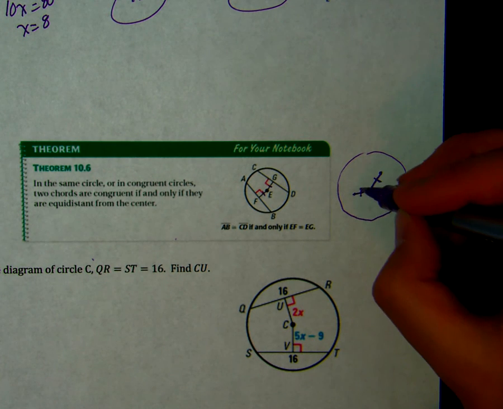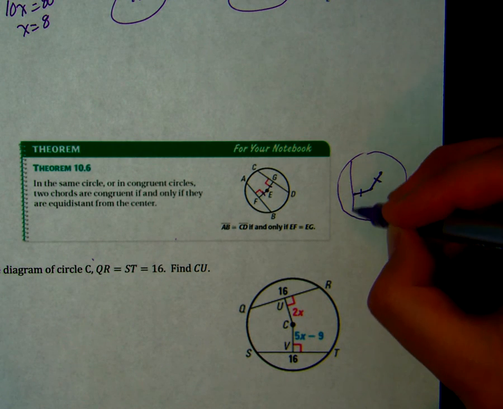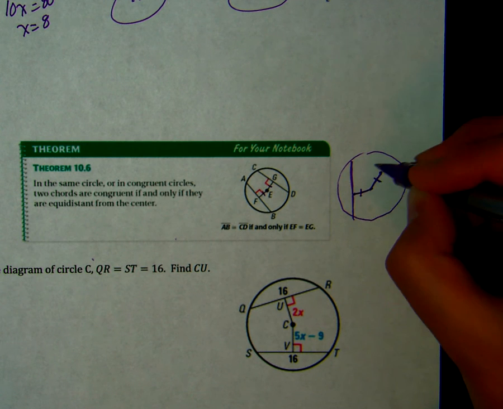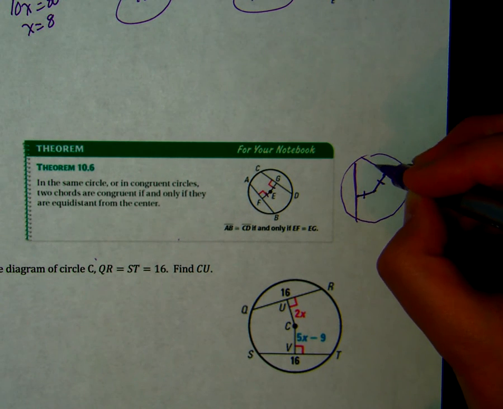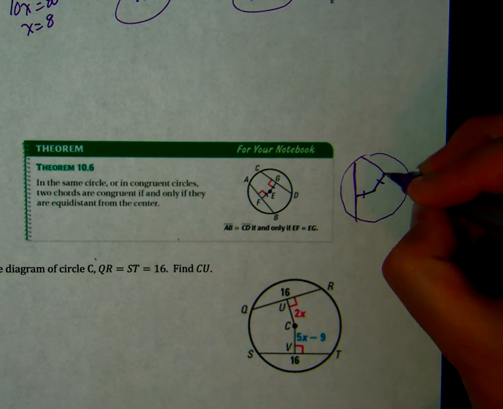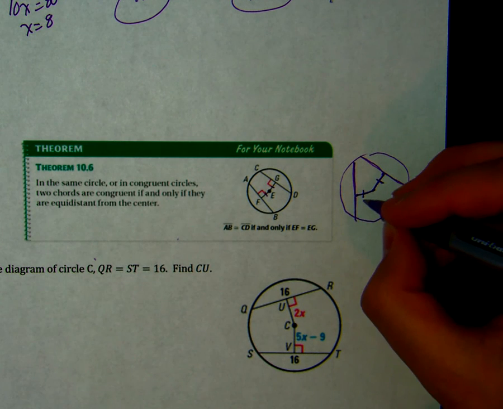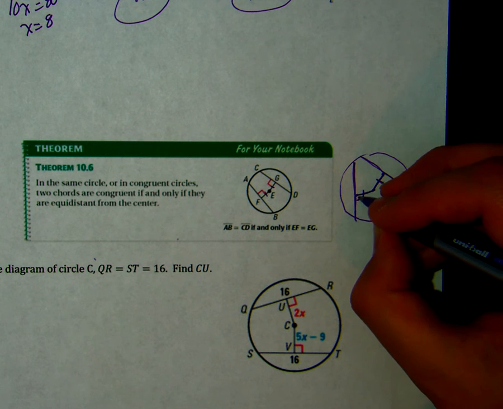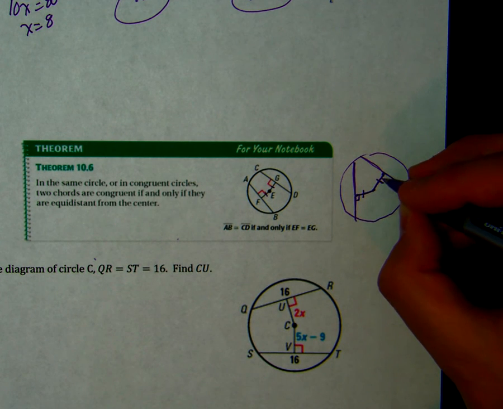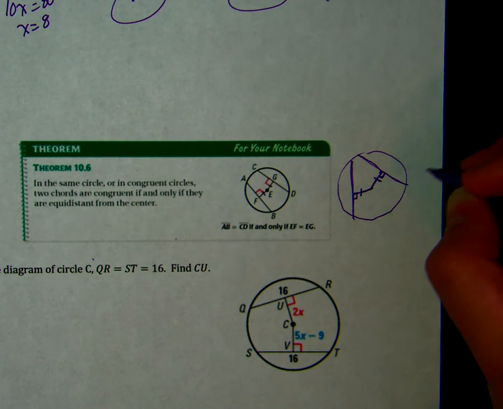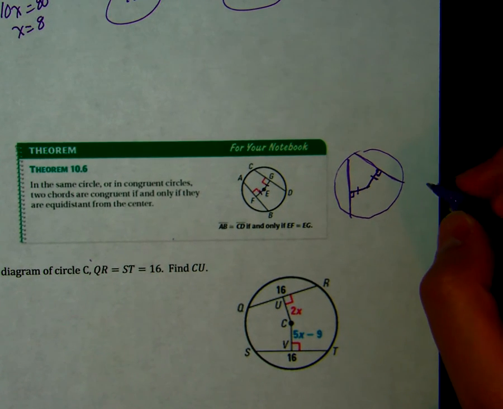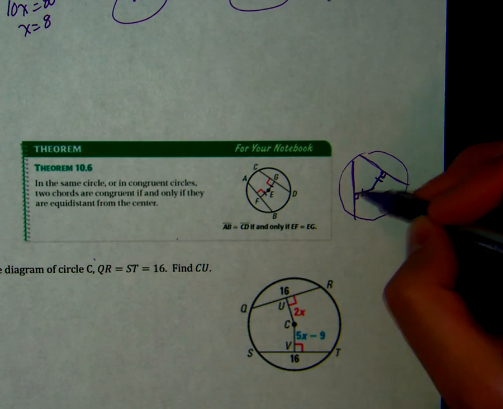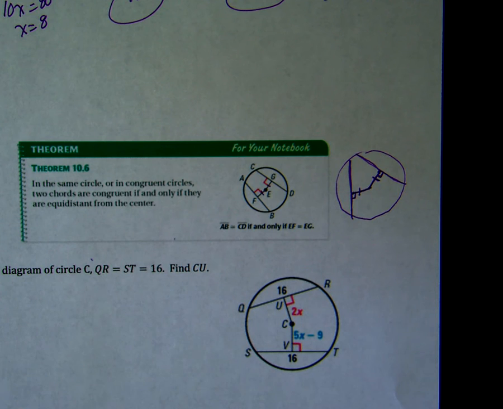Okay, so if I draw two chords that are equidistant from the center, that means this chord should be congruent to this chord, right? The main thing that's going to trip you up here is forgetting that distance must be measured perpendicular. So it's implied by saying distance that you have these right angles, okay?